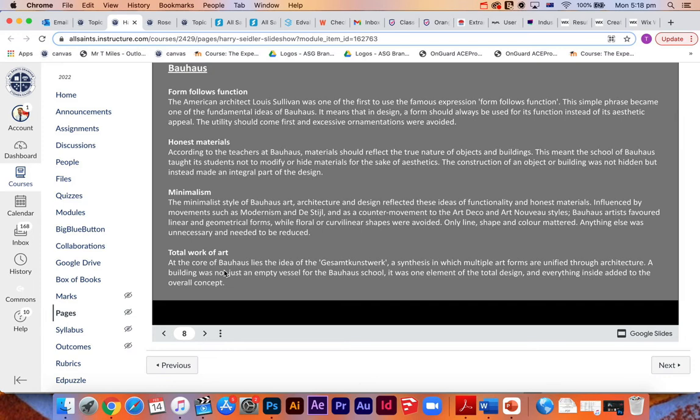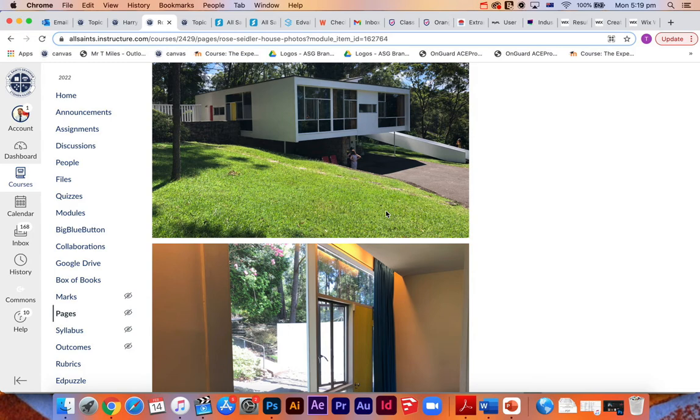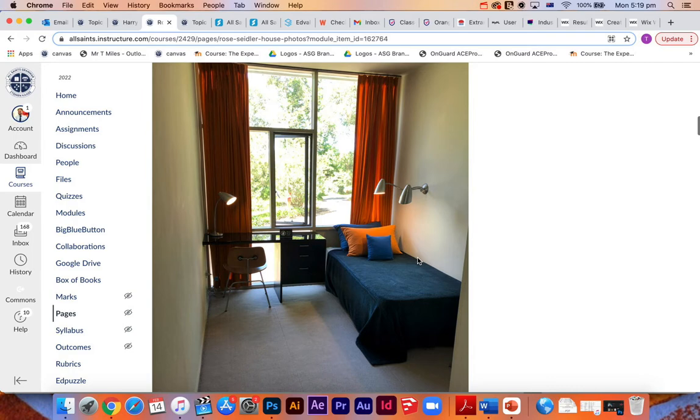And this is a really central idea to Bauhaus, which is the Gesamtkunstwerk, which means a total artwork. It's a synthesis in which multiple art forms are unified through architecture. So, for instance, in the Rose Seidler house, Harry Seidler didn't just design the exterior of the building and the walls inside, etc. He also designed the furniture that went into it. So it was a complete, total work of art there.